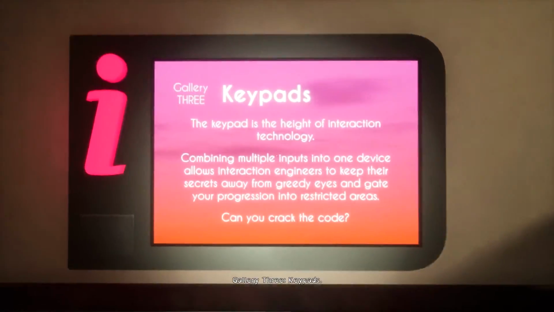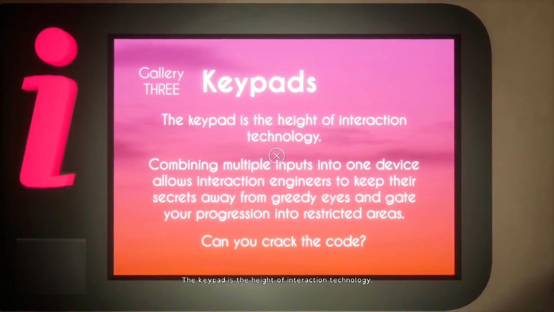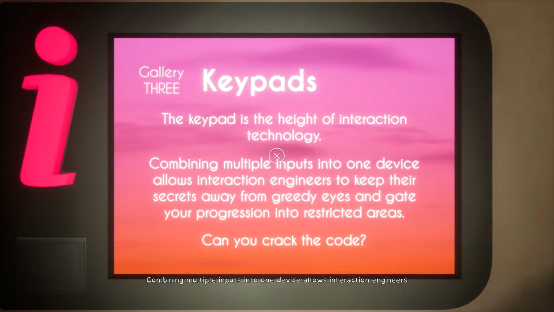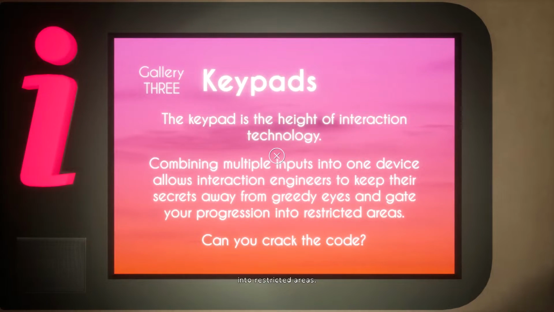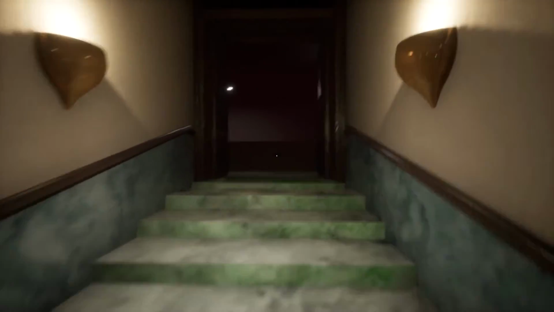Gallery 3. Keypads. The keypad is the height of interaction technology. Combining multiple inputs into one device allows interaction engineers to keep their secrets away from greedy eyes and gate your progression into restricted areas. Can you crack the code? Keypads are several buttons, not the button.